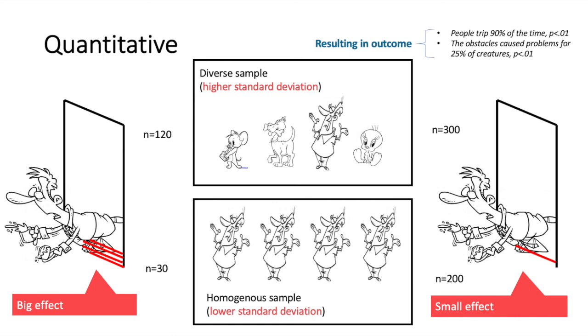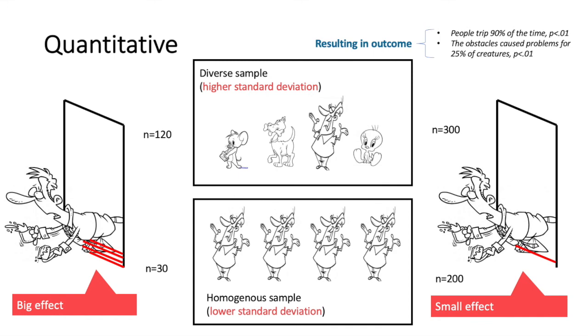Similar people, or the same person in repeated measures, going through a door with a high threshold, you're going to see this problem pop up just about every time. They're going to trip. However, in a diverse sample, you have a mouse, dog, person, and bird going through the door, and you're probably only going to see maybe the dog and the person trip. So it's going to take more creatures going through that door to see an effect. And because we have a bigger effect on the left than we do on the right, we have a bigger threshold. It will take more creatures going through the door on the right before we see someone trip over that threshold.